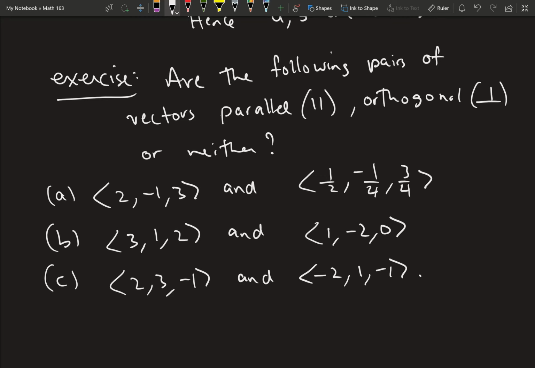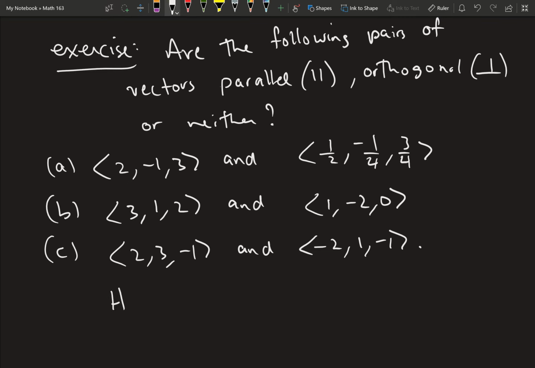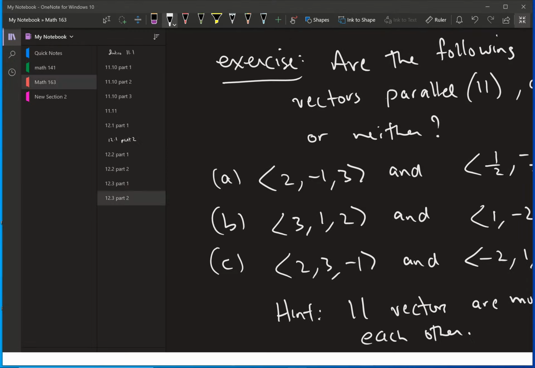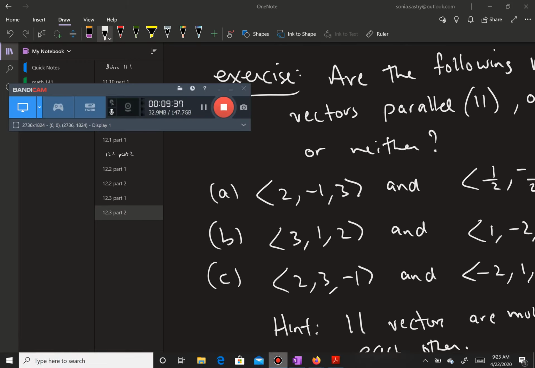Now, the only thing I will say in addition here is for the parallel part. Hint: parallel vectors are multiples of each other. So if they're not parallel, meaning they're not multiples, and the dot product is not 0, meaning they're not orthogonal, then you would have neither. So that's how you get neither. Okay, I'll leave you with this. We'll start the next video with this.